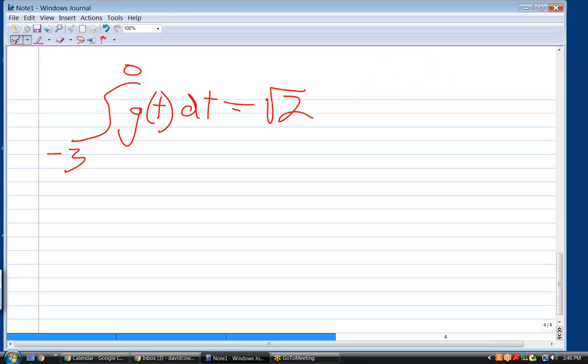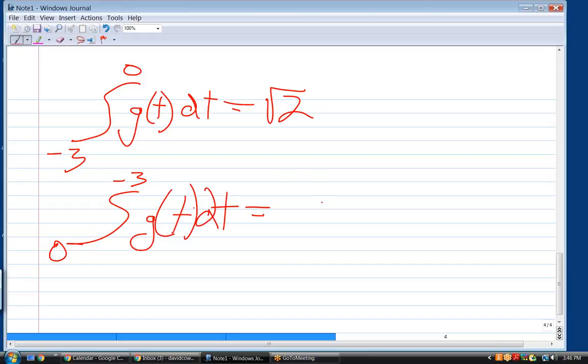The first one is the integral with -3 at the top, 0 at the bottom, and then it just says g of t dt, which I think the rule is you just switch it around, right? It becomes a negative. In other words, this becomes negative square root of 2. Whatever it is in one direction, if you reverse the limits of integration, it just changes the sign. Had this been negative square root of 2, this would be positive square root of 2.